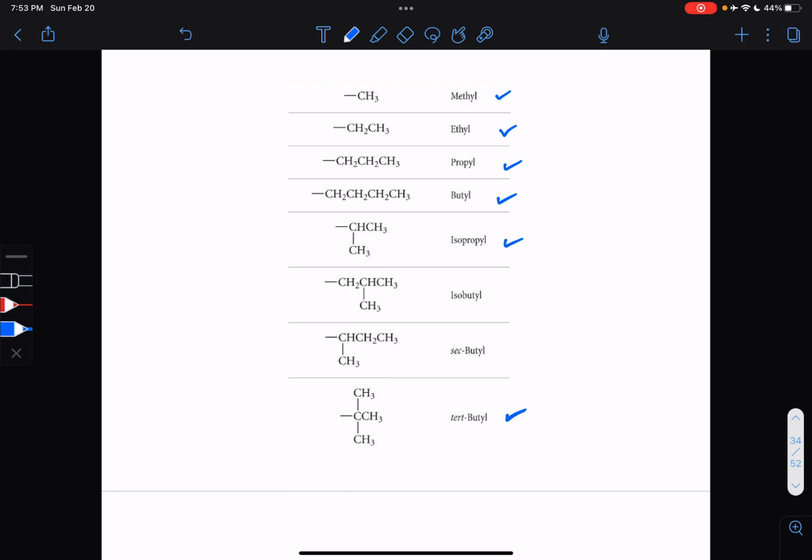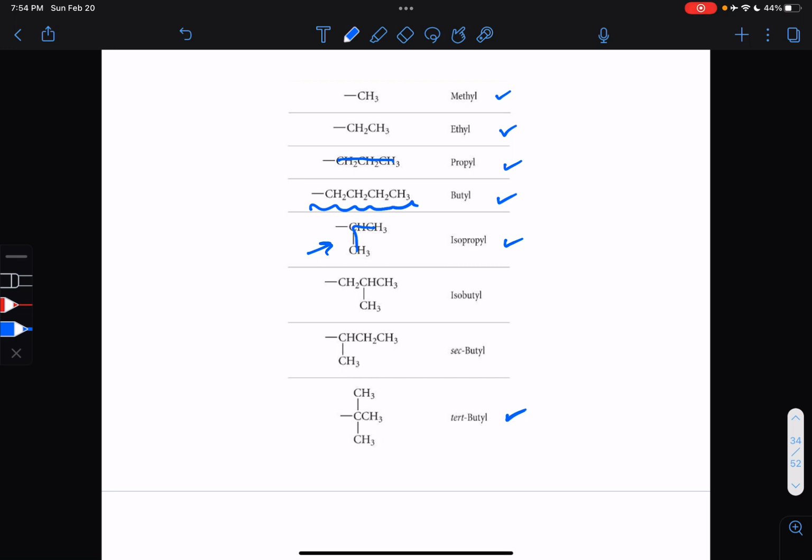So methyl, ethyl, and propyl, we've gone over. They come from methane, ethane, and propane. And butyl comes from what? It comes from butane, and butane is a hydrocarbon that has 4 carbons. So you can see right here, we've got 4 carbons. Now, isopropyl, what on earth is that? Well, if we look at the structure here, we can see that it has 3 carbons. So it's a 3-carbon chain. But what's the difference between that and the 3-carbon chain right there in propyl?